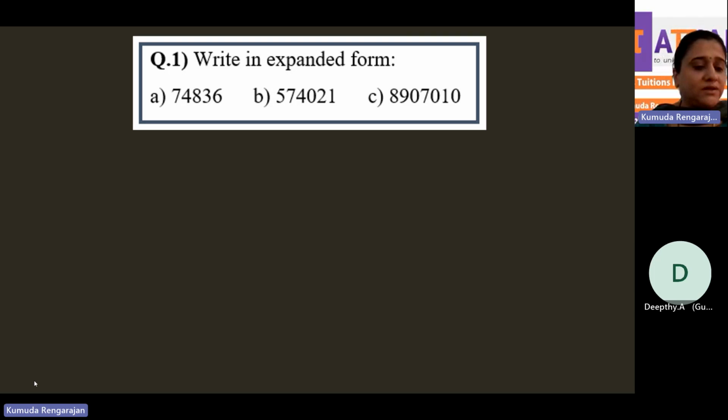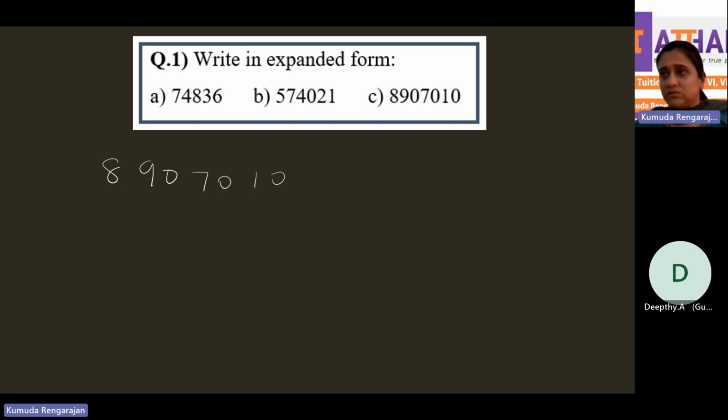So before we write it in the expanded form, tell me how do you place the commas in the Indian system and the international system? Let me write the number 8907010. How do you place the commas in the Indian system first? Tell me like this. The first comma is between, like say 1 and 2. The next comma is between 3 and 4. So tell me like that.